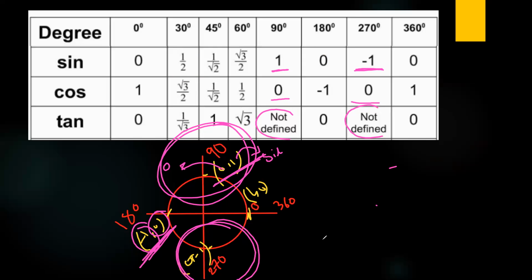180 and 360 are similar. For 180, its sine is 0, and for 360, its sine is 0. But for 180, its cosine is -1, while for 360, its cosine is 1. And both of them have the same tangent, which is 0. This is for the most common angles: 0, 30, 45, 60, 90, 180, 270, and 360. These are the most popular angles.